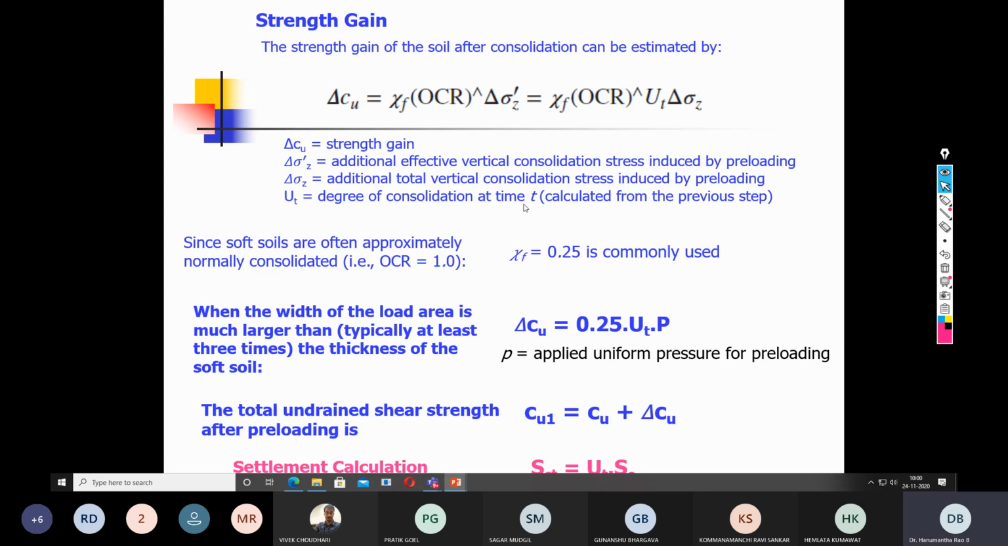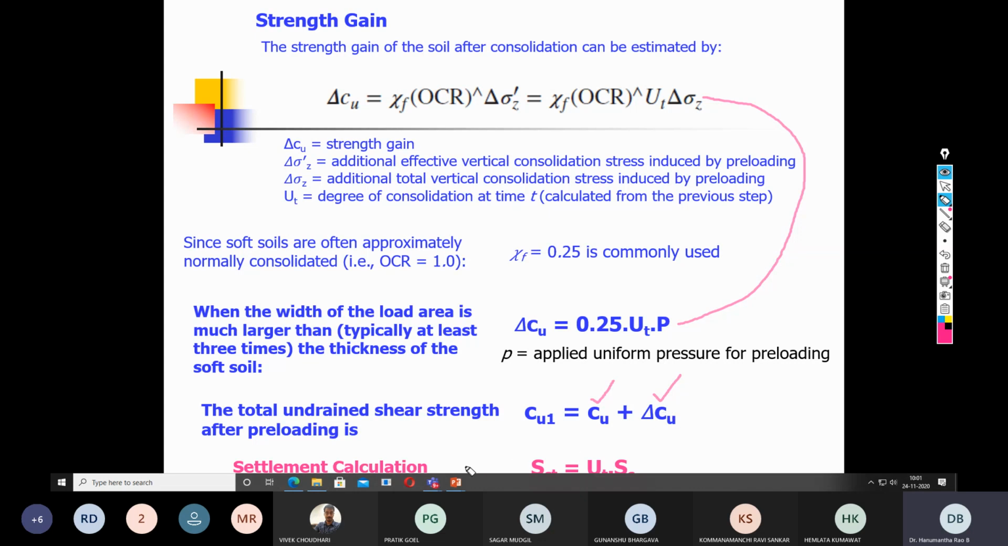This is the degree of consolidation at time t, calculated from the previous step. So this form of the equation is the same as that form of the equation, for different conditions. The condition is when the width of the load area is much larger than the thickness of the soft soil. Then how do you calculate the total undrained shear strength? Cu1 is equal to the initial cohesion plus the improved value of the cohesion. Initial one plus the improved one.